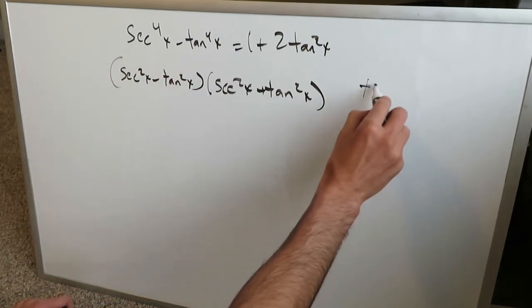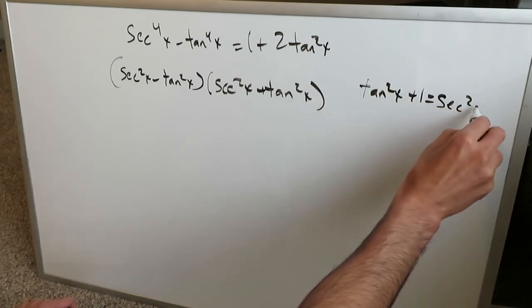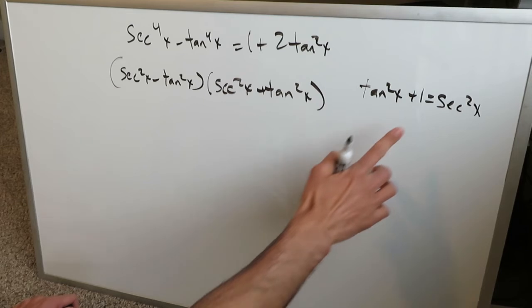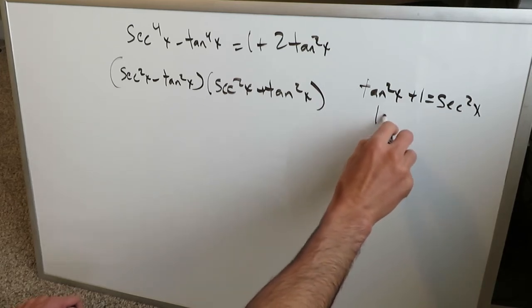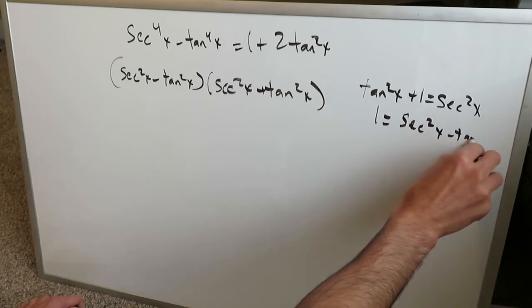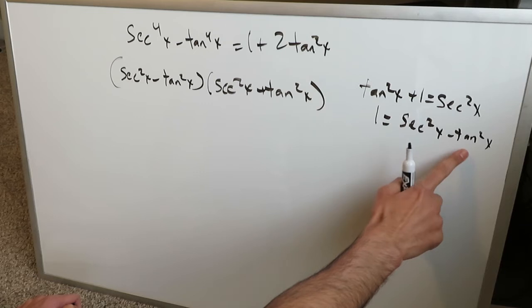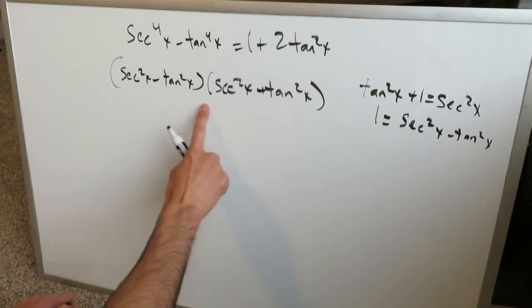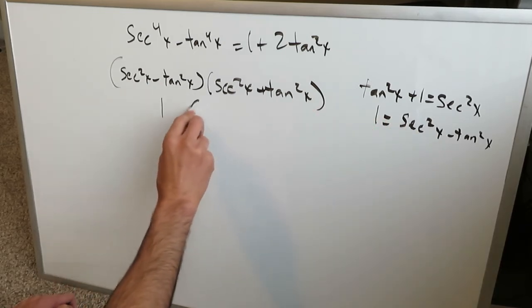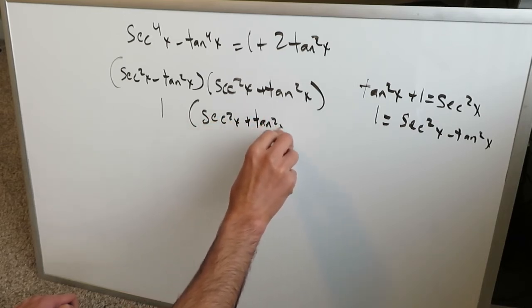Now we have to think back to this identity, tan squared x plus 1 is equal to secant squared x. If you were to manipulate it and take the tan squared x to the other side, you get secant squared x minus tan squared x, right? It is equal to 1. Secant squared x minus tan squared x equals 1, which is what I'm seeing over here. This all equals 1, and then you just have secant squared x plus tan squared x.